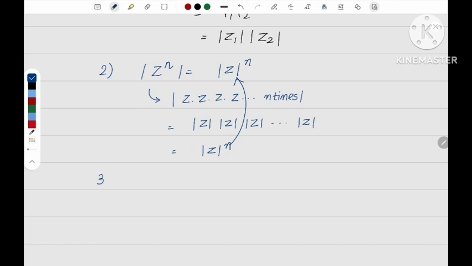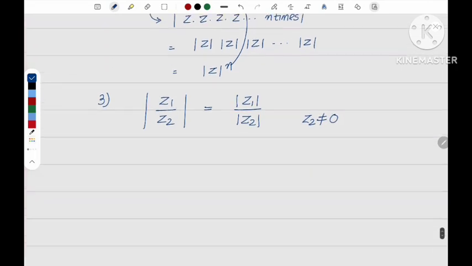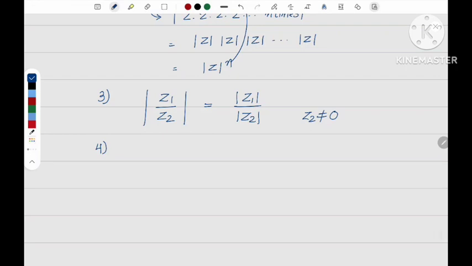What is the third property? The third property is also very useful, z1 by z2. If I divide two complex numbers and take the magnitude of them, that becomes mod z1 by mod z2. You have to remember a few properties, not all, but at least some properties, and we will see how easy it will become to solve the examples. It is obvious from here the denominator, that is z2, should not be equal to 0. z2 cannot be equal to 0. Okay. What is the fourth property we will see? It's very important.